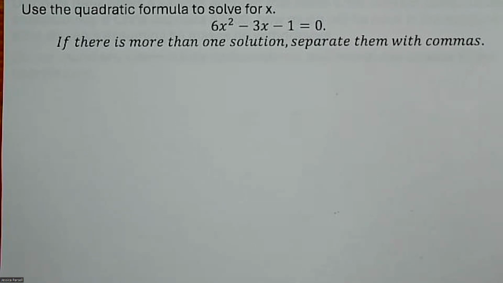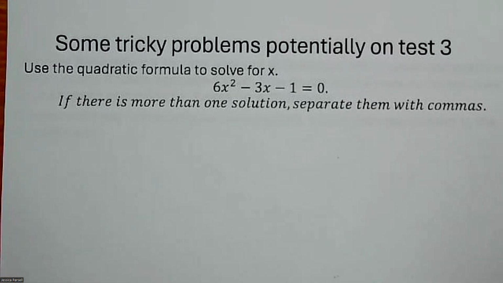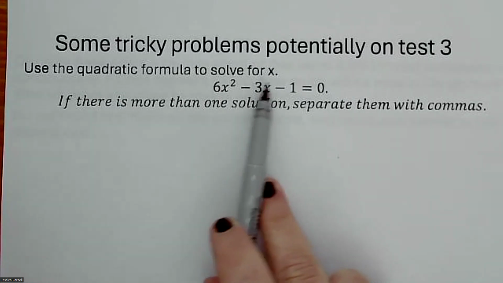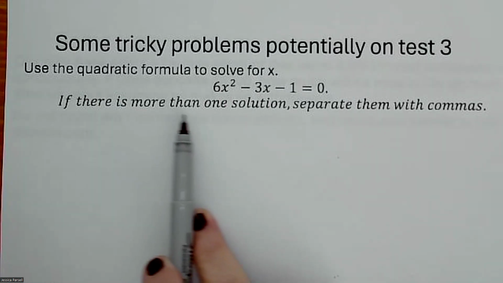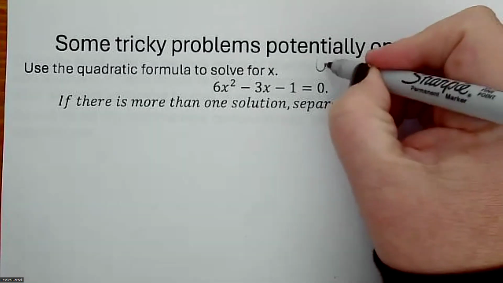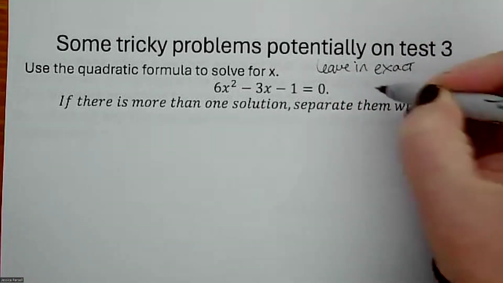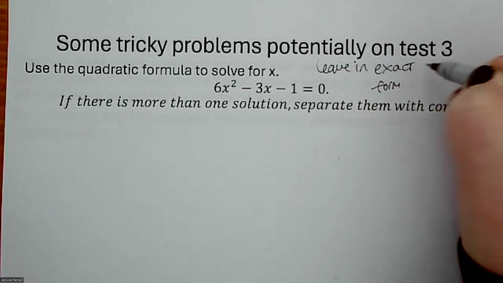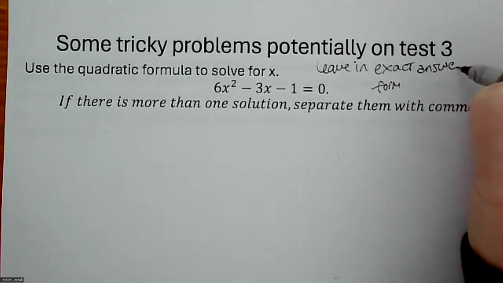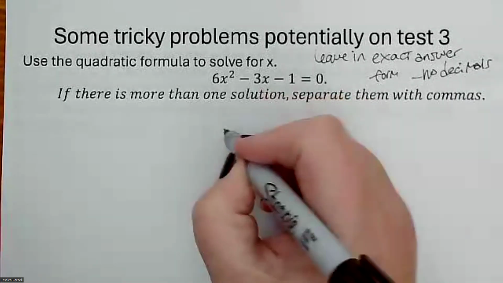Okay, the third potentially tricky problem is using the quadratic formula to solve for x. If there's more than one solution, separate them with commas. And then we want to leave it in exact form. They're going to tell you this in the directions. In exact answer form. So that means they don't want decimals. No decimals. Okay, quadratic formula.